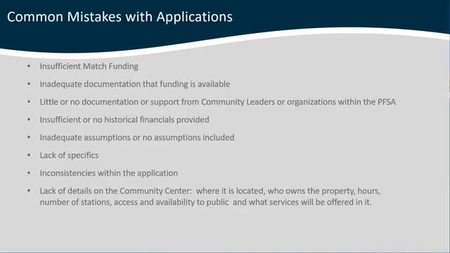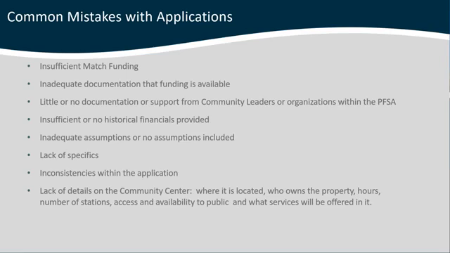In terms of common mistakes with applications, insufficient match funding or inadequate documentation of that match funding are big ticket items. Little or no documentation from community leaders or organizations within the PFSA. That's not an eligibility factor, but would result in getting a low score. Insufficient or no historical financials provided, so that's a big mistake that people make sometimes. Inadequate assumptions or no assumptions included to support the 5-year financial projections. Lack of specifics, inconsistencies within the application. For example, sometimes you'll see that something as basic as the amount of the grant request differs from section to section, which is obviously a big problem.